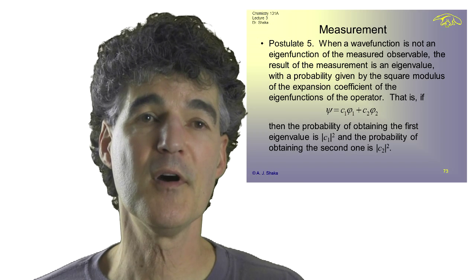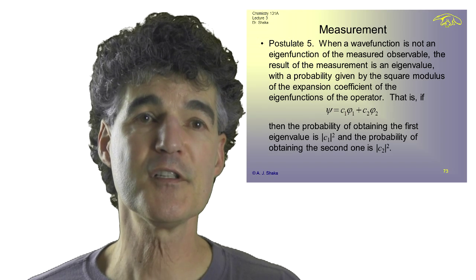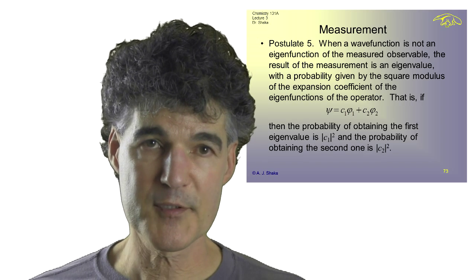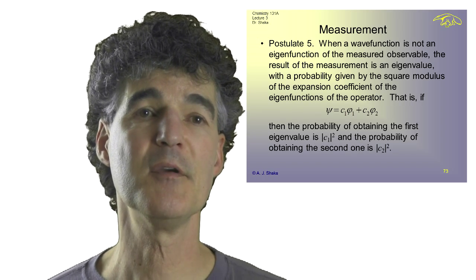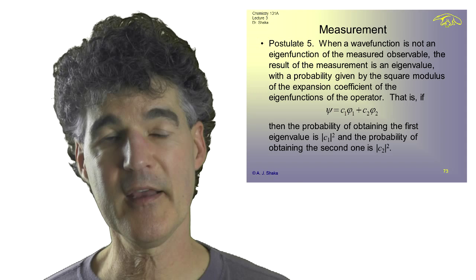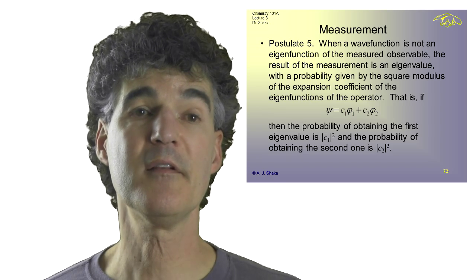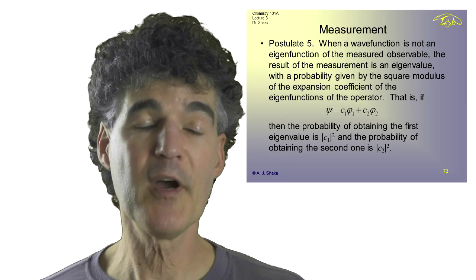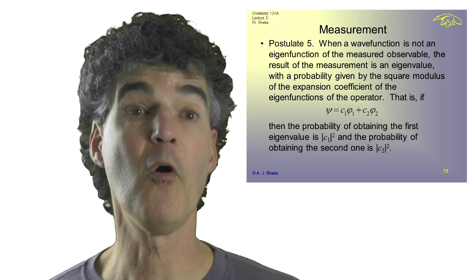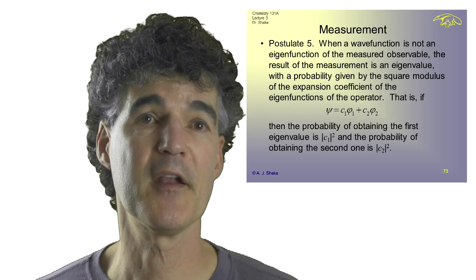So let's just call it psi equals C1 phi 1 plus C2 phi 2. Then the probability of obtaining the first eigenvalue is the square of C1 in absolute value. So if there's an imaginary part, you take C1 star C1. And the probability of obtaining the second one is the square of C2. Those are the two probabilities. And if there are only two parts making up the wave function, those are the only two values you can get. Usually a wave function is made up of a whole bunch of different eigenfunctions, and so there are a lot of different possibilities that you can get.